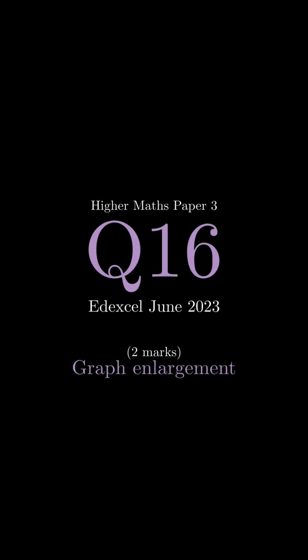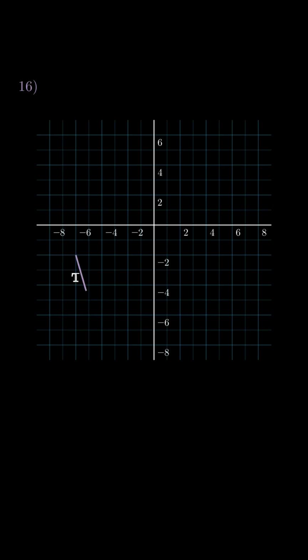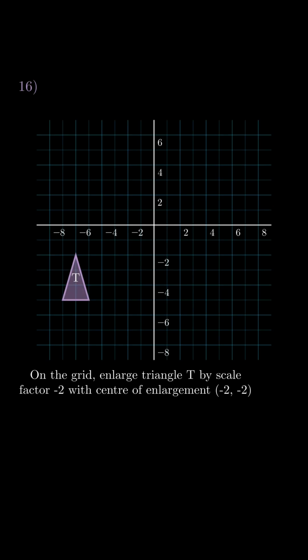Question 16. On the grid, enlarge triangle T by scale factor -2 with center of enlargement -2, -2. The first thing we'll do is draw the center of enlargement at -2, -2. Then we'll align all three vertices of the shape to the center of enlargement. The green vertex moves 4 units to the right to reach the center of enlargement, so to reach the enlarged shape, it will move twice that. It will move away from the shape to the right because the scale factor is negative.